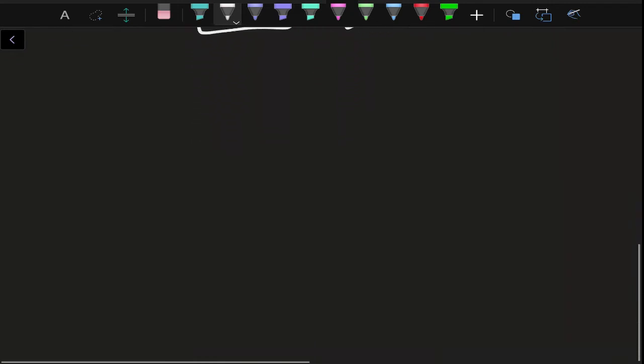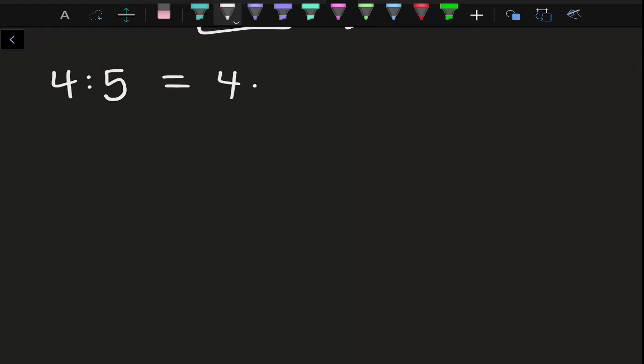So for example, if I take 4 to 5, that is actually going to be the same as 4 times 2 to 5 times 2, which ends up giving us 8 to 10.